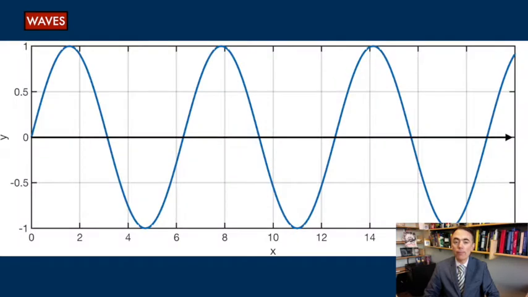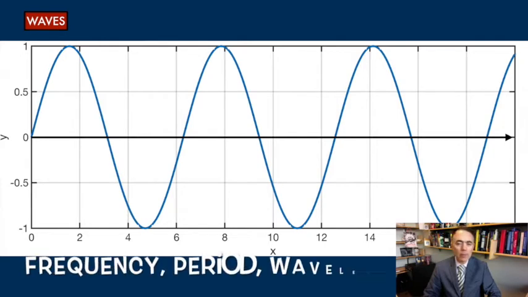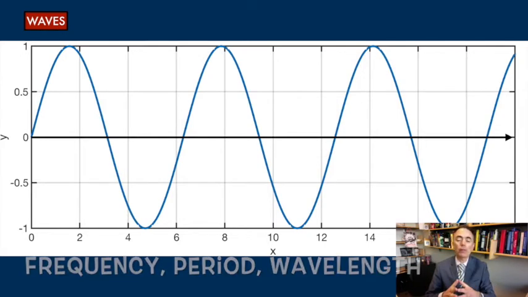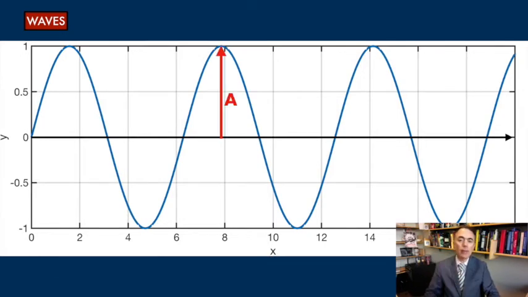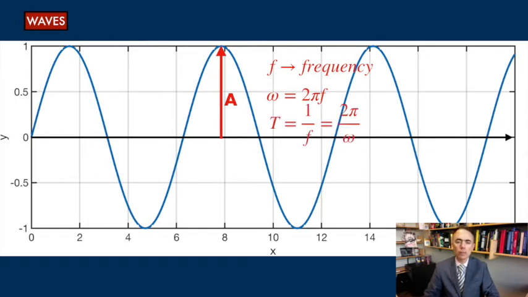All waves have an amplitude, which is related to the energy. They all have a frequency, a period, and a wavelength. The amplitude A is the maximum displacement of the oscillatory motion of the molecules of air. The frequency f is the rate at which they are oscillating. The angular frequency is 2 pi f. The period T is the time they take to complete one oscillation.